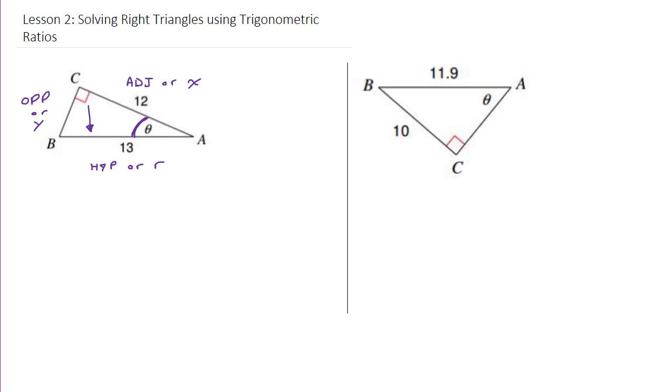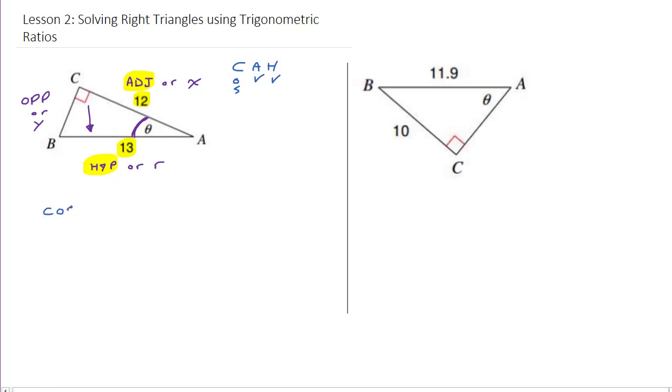So in this case, let's identify what we have. We have the adjacent, and we have the hypotenuse. So we think about SOHCAHTOA. Which one are we going to use? We're going to use CA, because we have the adjacent and we have the hypotenuse. So that means we're going to use cos. All right, so let's set that up.